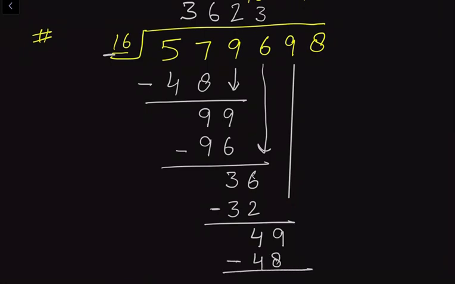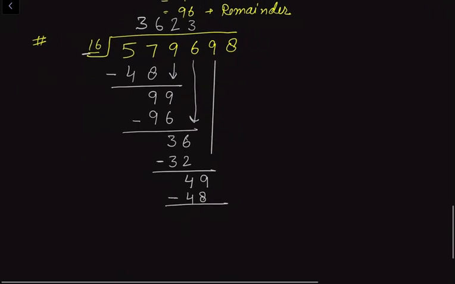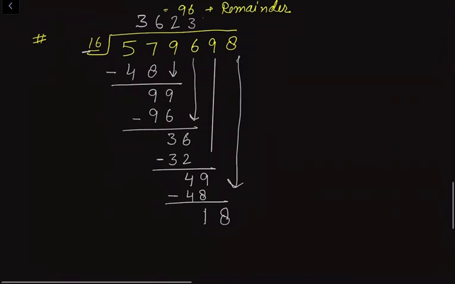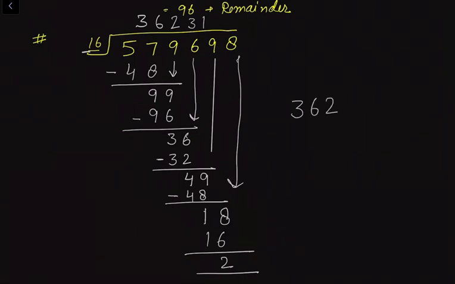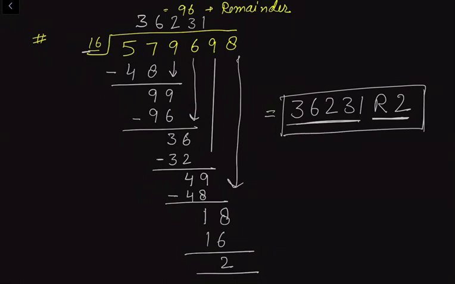Take minus, 1 and put this 8 here. 18, 16 1 ja 16, 2. So answer will be 3 6 2 3 1 R 2. R means remainder is 2 and this is the quotient. Okay, then complete answer is 3 6 2 3 1 R2.